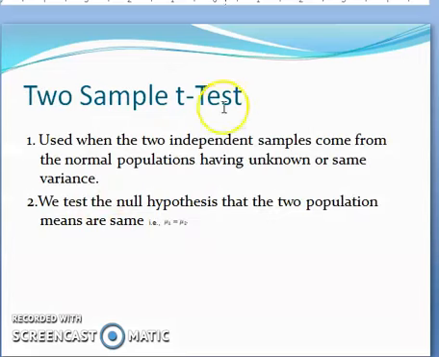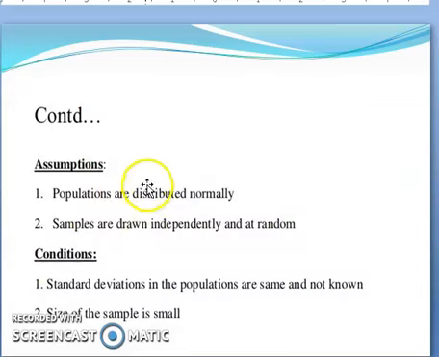Now, the two sample t-test is used when two independent samples come from normal populations having unknown but the same variance. We test the null hypothesis that the two population means are the same, that is, mu1 equal to mu2. Now the assumptions: the populations are distributed normally, and the samples are drawn independently and at random.